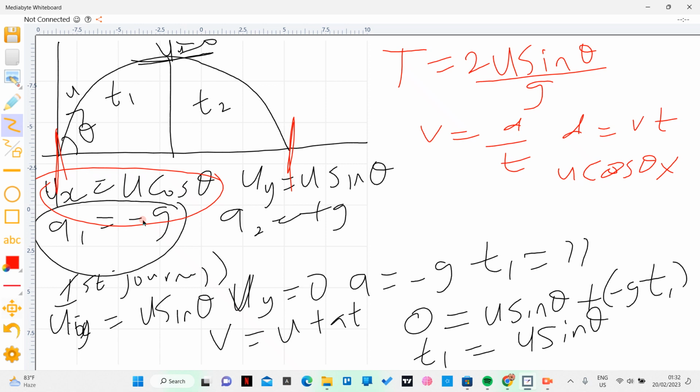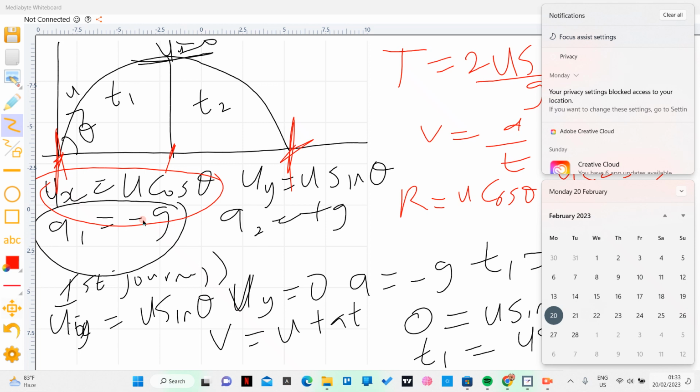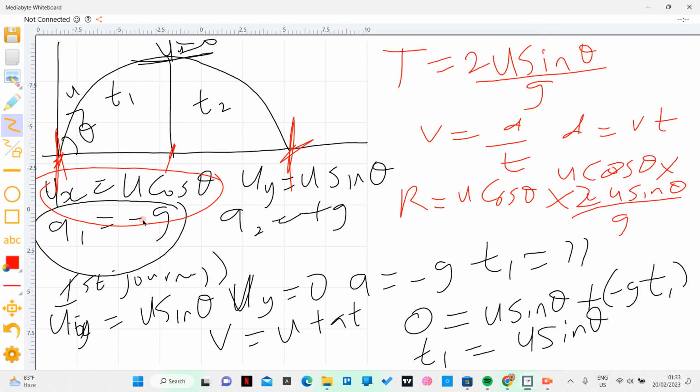And your total time of flight is also from here to here. If you wanted to calculate half of the range, you would use just t1, so you use u sin theta over g instead of 2u sin theta over g. But since you are looking for the total range, that will be u cos theta times 2u sin theta over g. Now, in this case, I'm not going to get what?